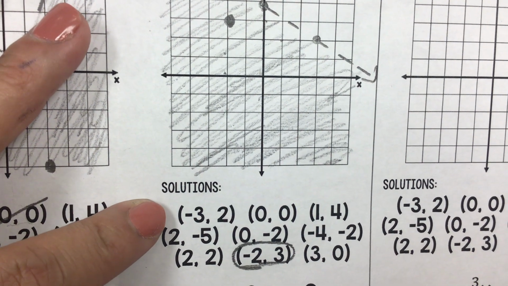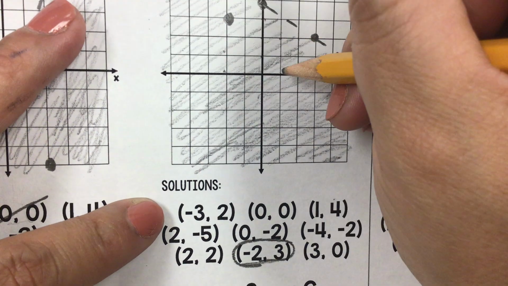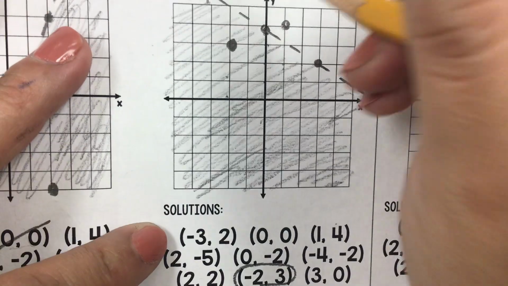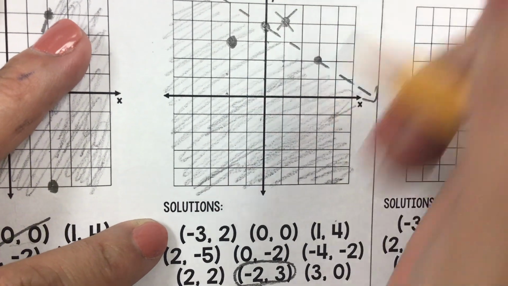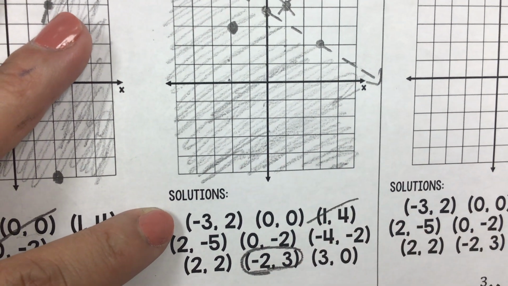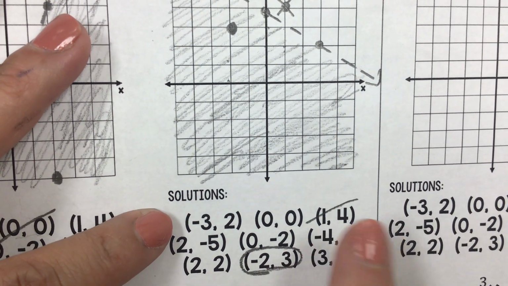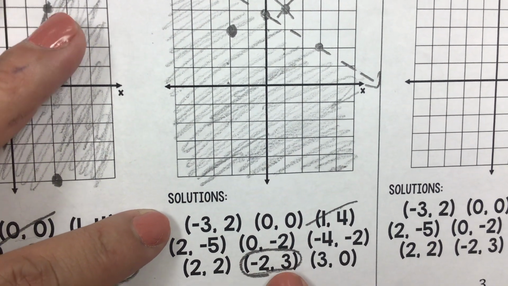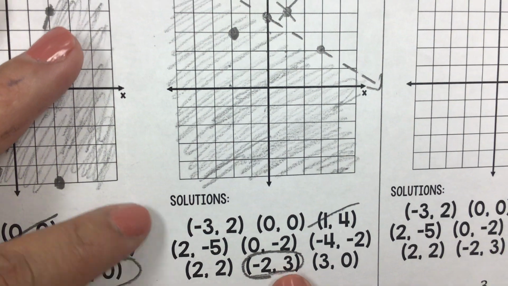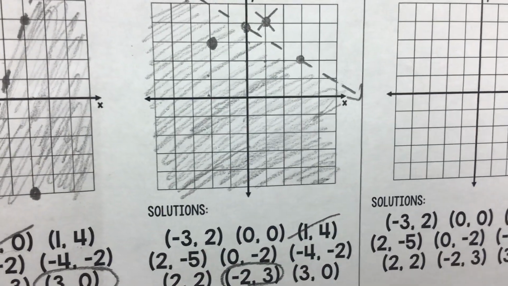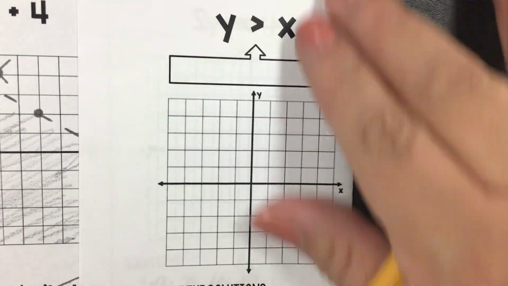And then I'm going to check (1, 4). 1, 1, 2, 3, 4. So this one would not be part of the solution because it's not in the shaded region. And out of this one, this is the only one that's not part of the solution. All of them are part of the solution. So I'm just doing a few to save us a little bit of time. Let's go on to the next section.